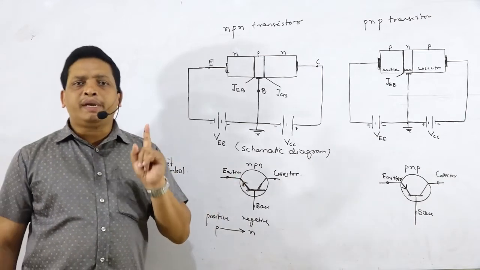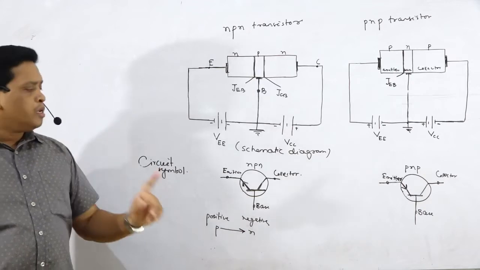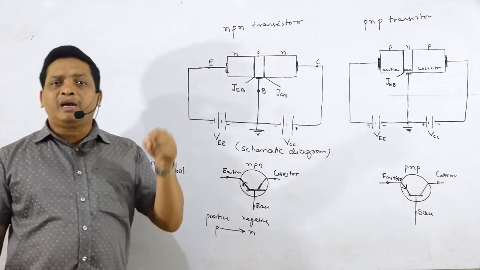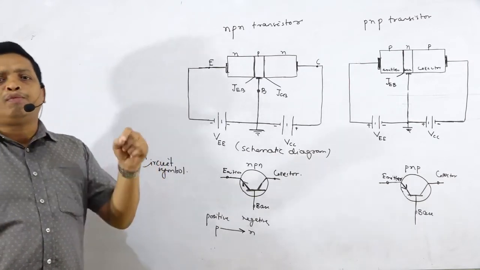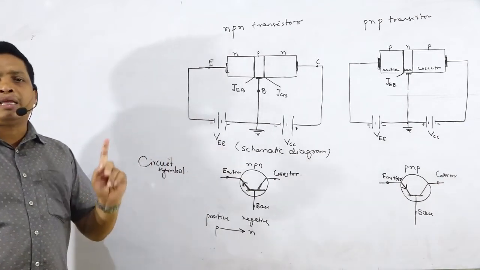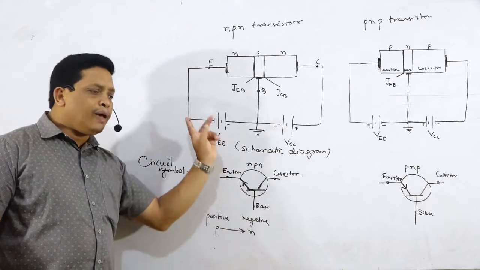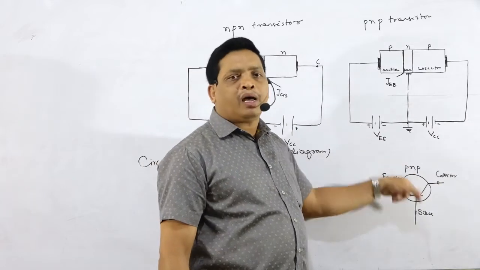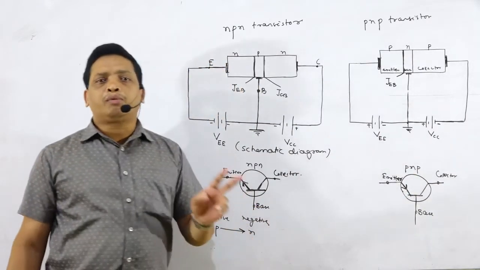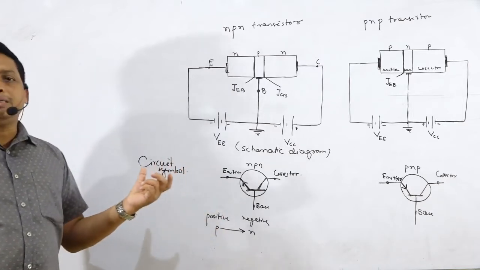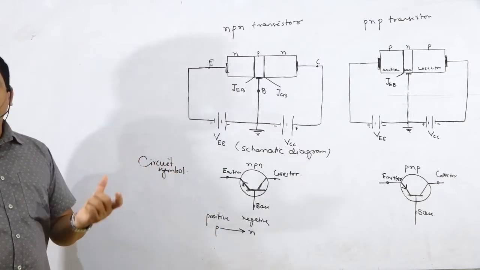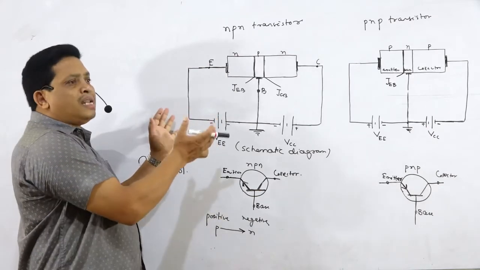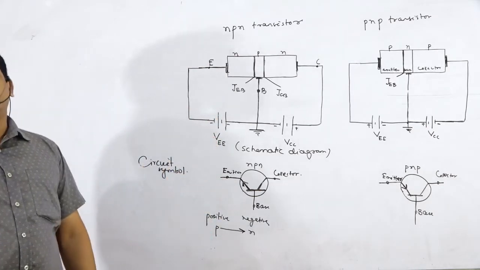How to identify the emitter terminal? By the help of the arrow mark. Then how to identify which one is the NPN transistor and which one is the PNP transistor? If the arrow mark is outward, that will be the NPN transistor. And if the arrow mark is inward, that will be the PNP transistor. So this is how you have to learn to draw the circuit symbols of NPN and PNP transistors. So you got the idea regarding transistor biasing and transistor circuit symbol.